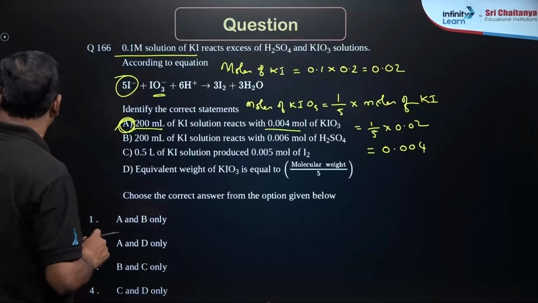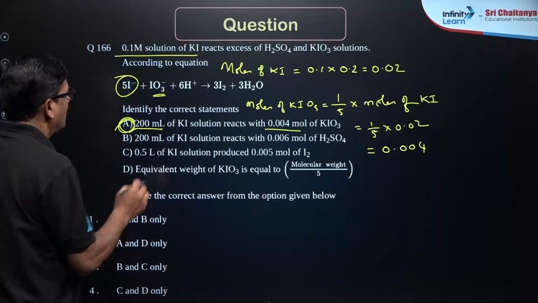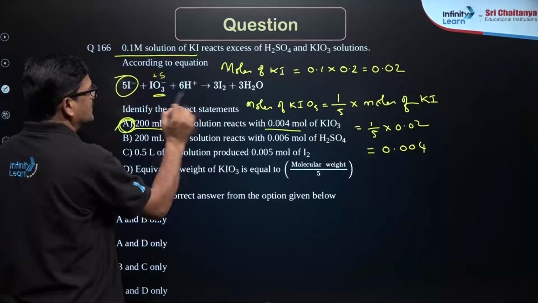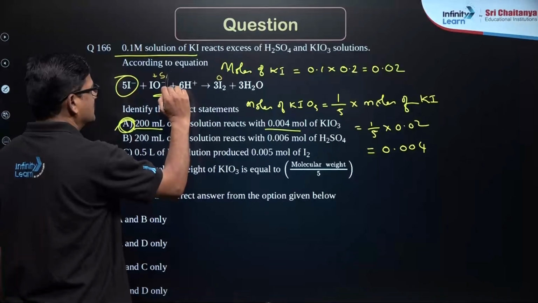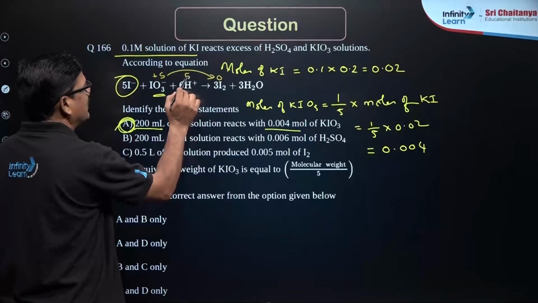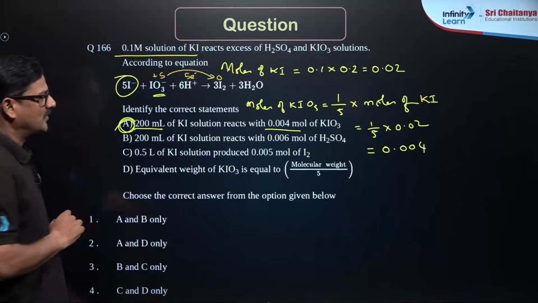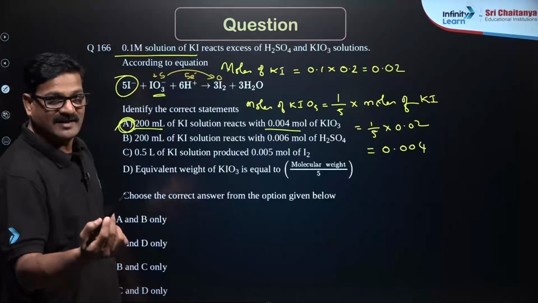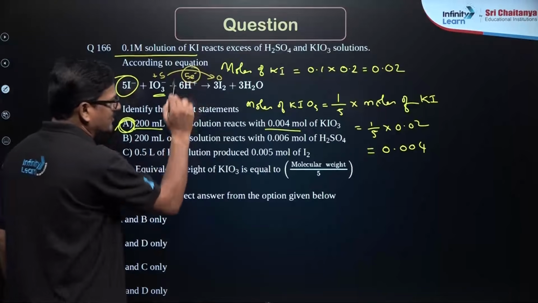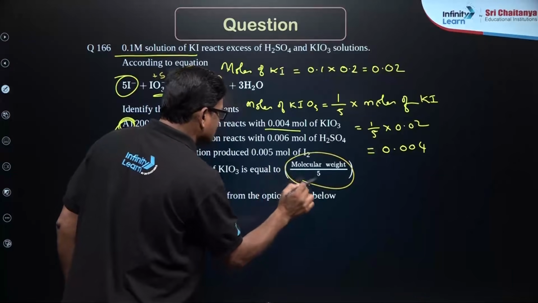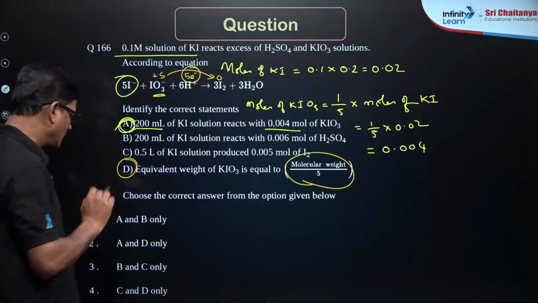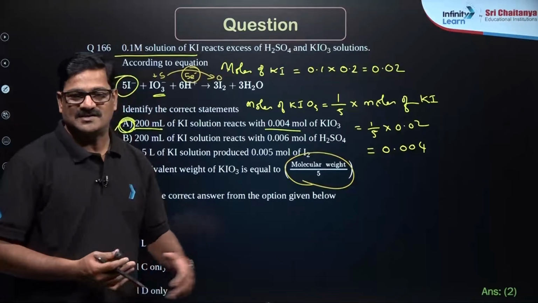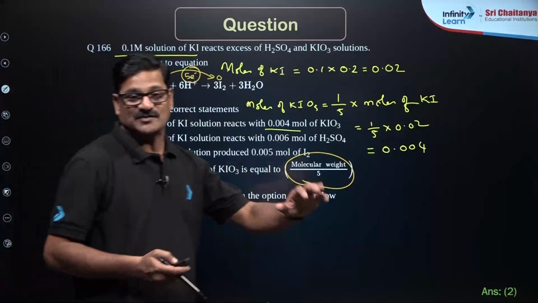Now in this scenario you can see iodine is in plus 5 oxidation state and is converting into 0 oxidation state. So we need 5 electrons for this transformation. Equivalent weight is equal to molecular weight by n factor. N factor is going to be 5 over here. Molecular weight by 5 is the correct answer. So I want to say A and D are the correct options for this. Option 2 is the correct answer for this question.